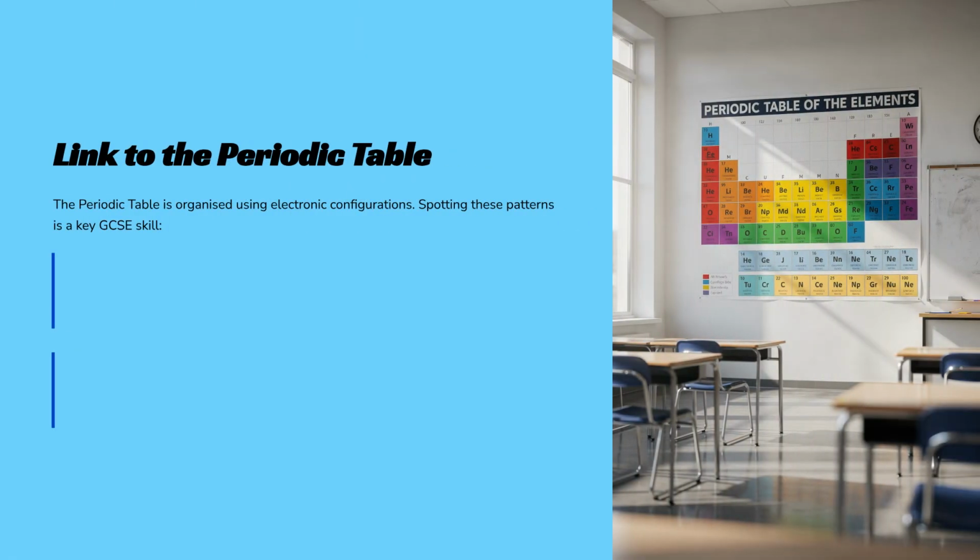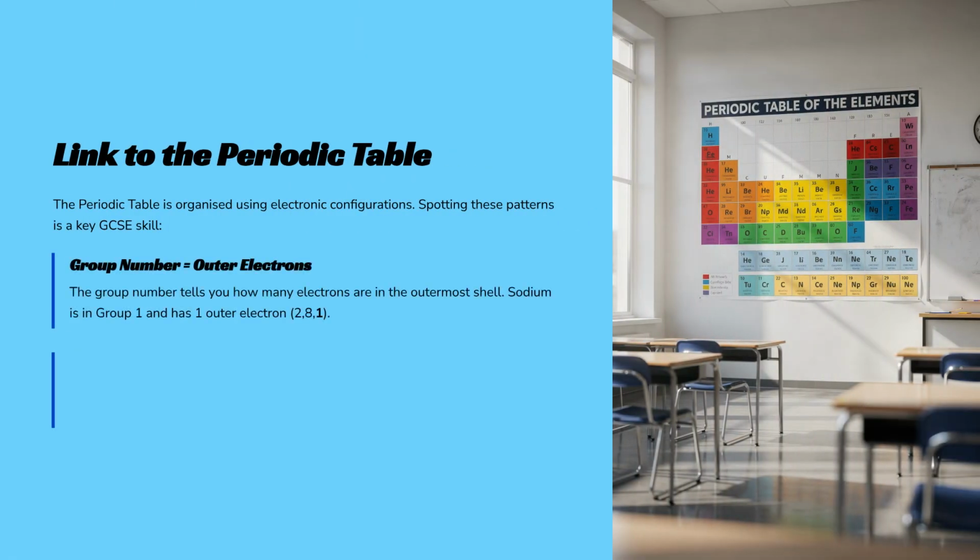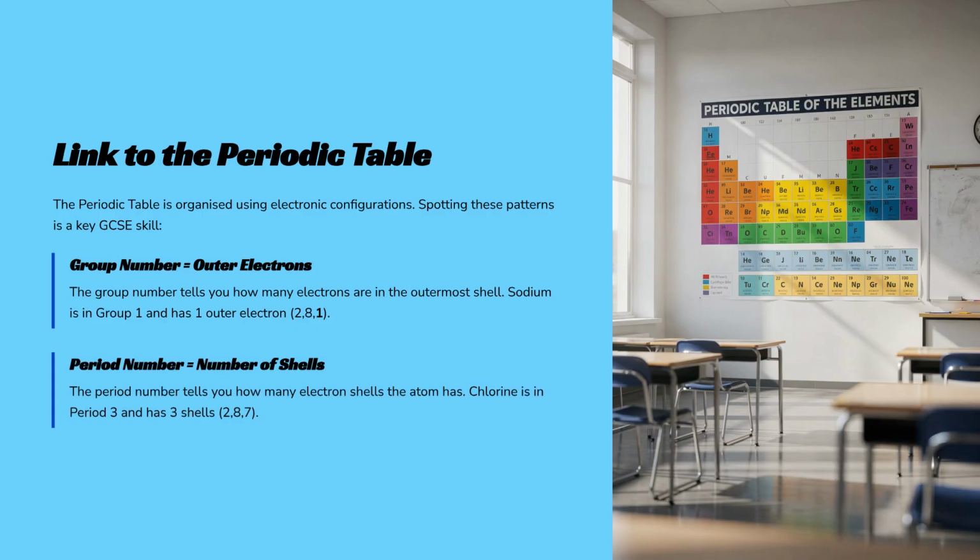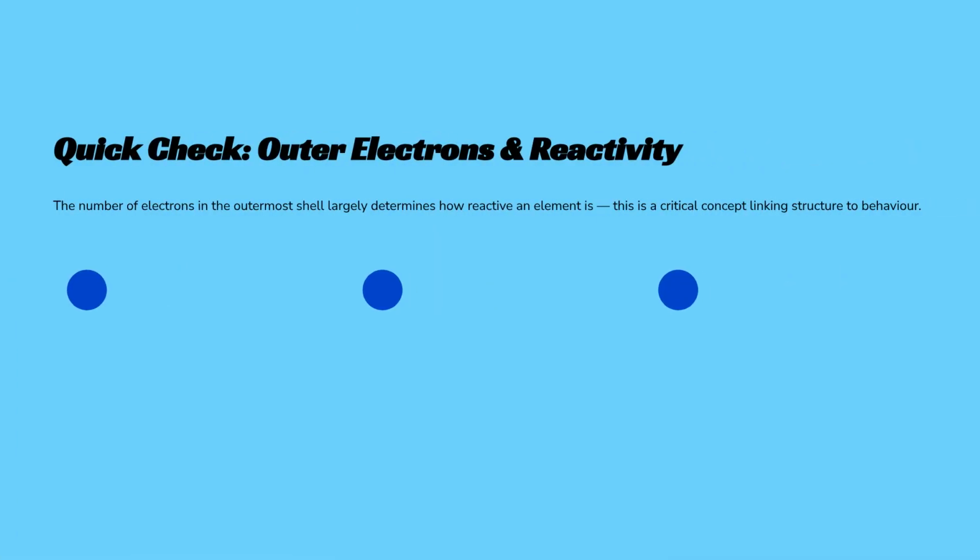The periodic table links to electronic configurations. The group number reveals the number of outer electrons. The period number indicates the number of electron shells. The number of outer electrons determines an element's reactivity.